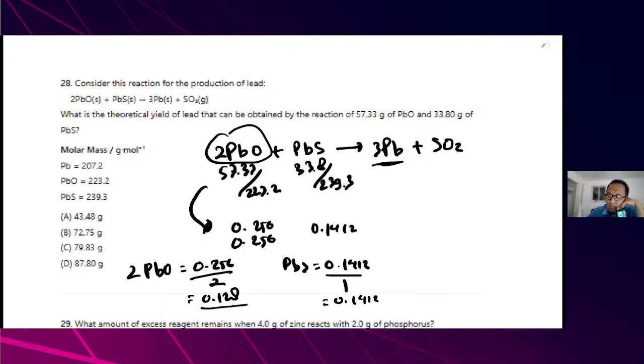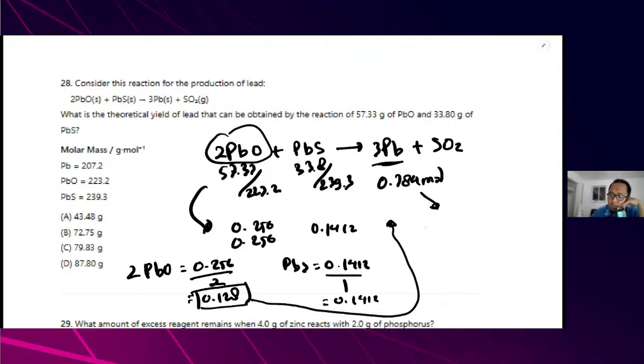Using the number of this one and then times 3, we will get the mole of Pb. How to do that is pretty easy, just using 0.128 times 3. So the answer will be 0.384 mole. And then we need to convert this mole into gram using the equation, mole and then gram per mole. So Pb is 207.2 times 0.384. So we will get the gram.